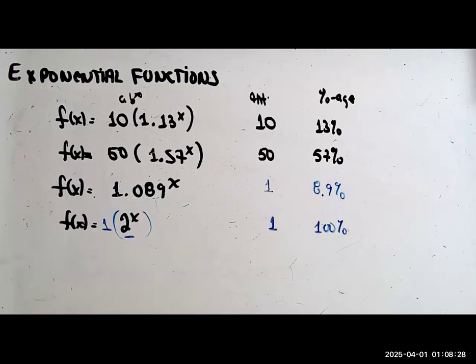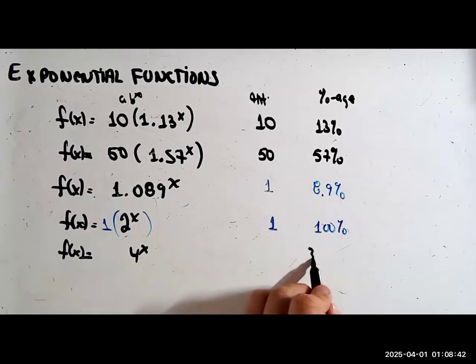If something is growing threefold, 3 times, then f of x equals, if I want to grow 3 times, that would be 4 to the x, that would be 300%. This one will be growing at 300%.